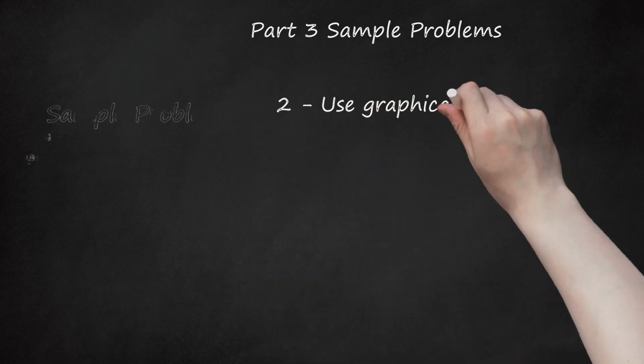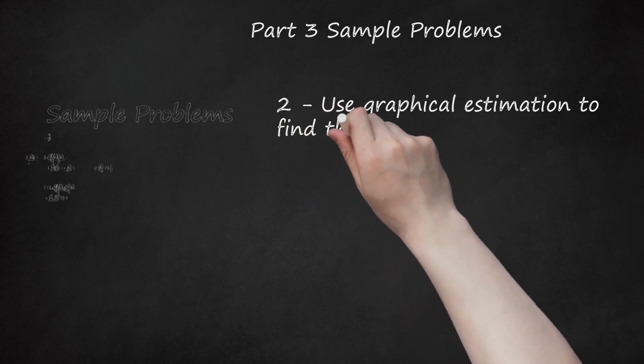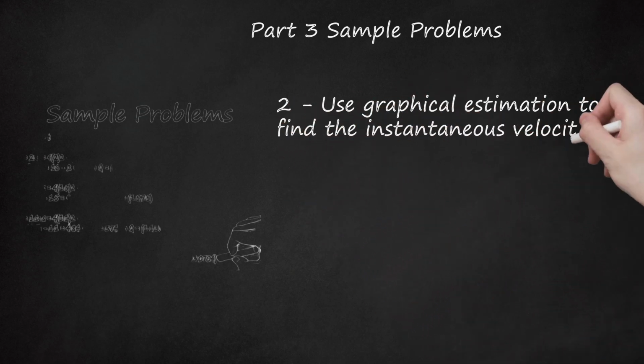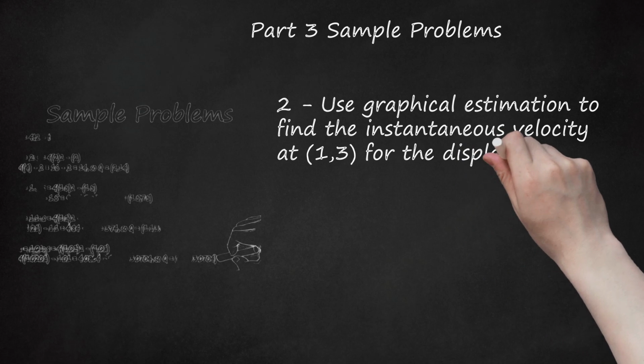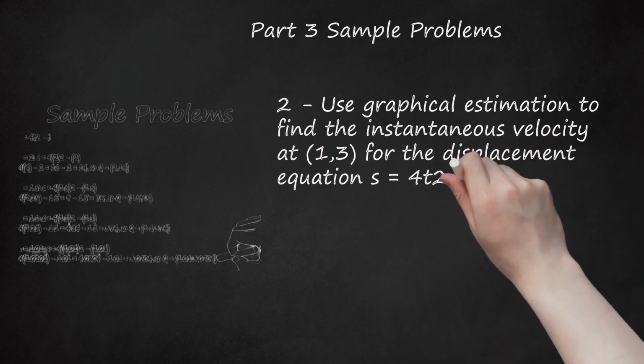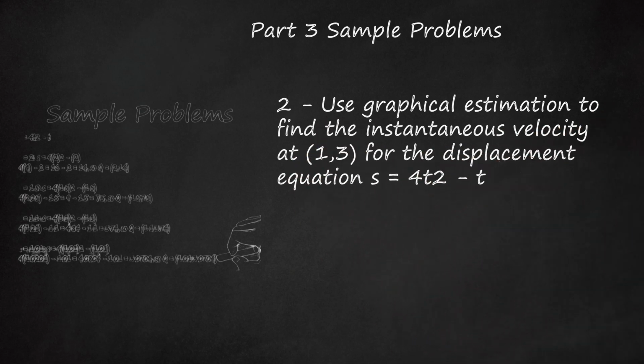2. Use graphical estimation to find the instantaneous velocity at (1, 3) for the displacement equation s equals 4t^2 - t. For this problem, we'll use (1, 3) as our P point, but we'll have to find a few other points near it to use as our Q points. Then, it's just a matter of finding our h values and making an estimation. First, let's find Q points at t equals 2, 1.5, 1.1 and 1.01.